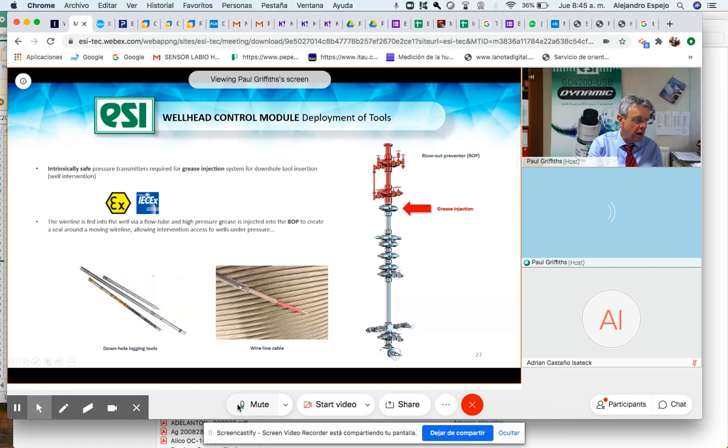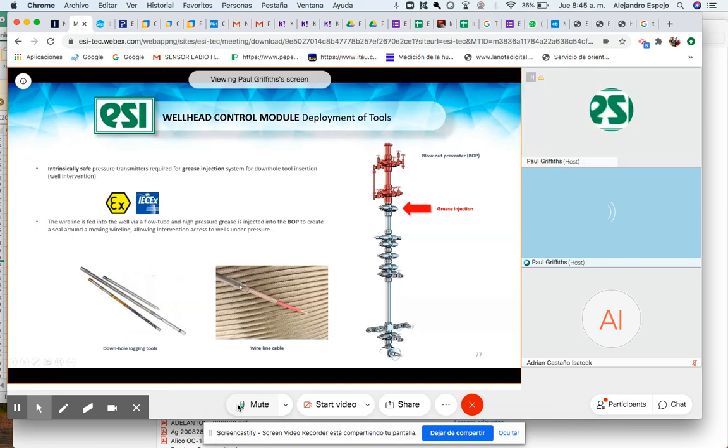Okay. Se le está yendo mucho. Sí, la carga.